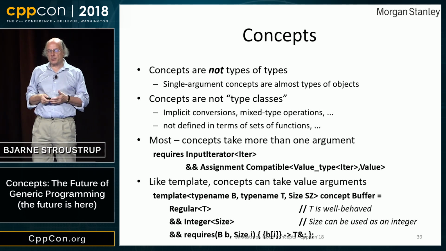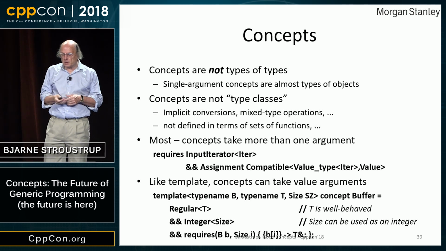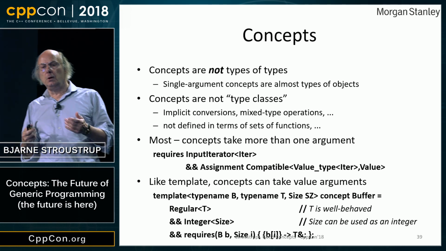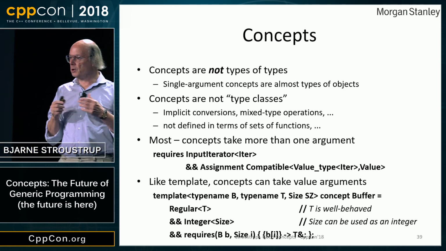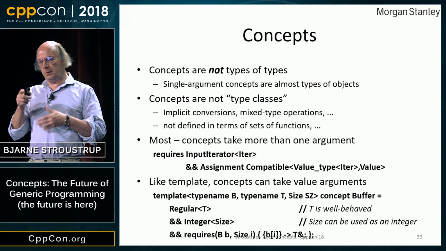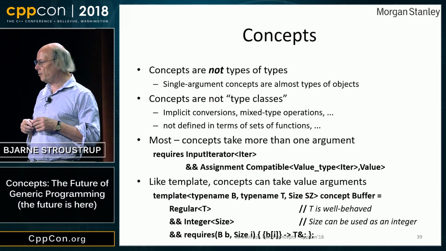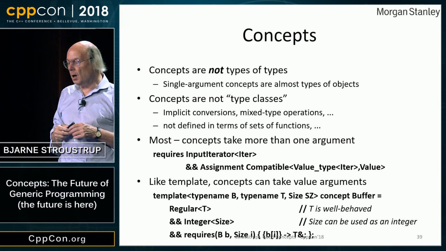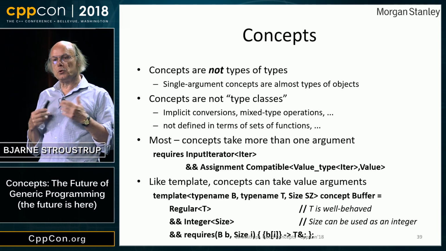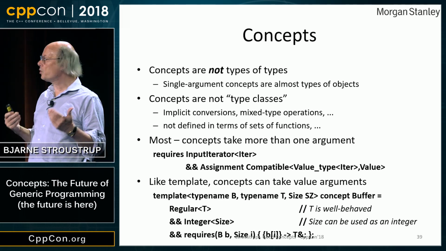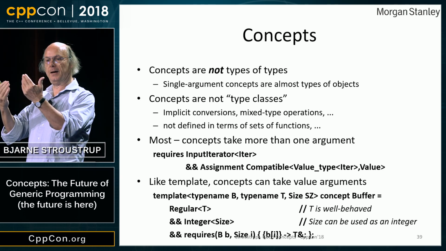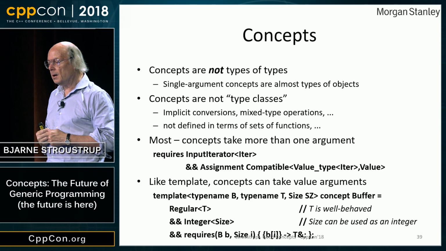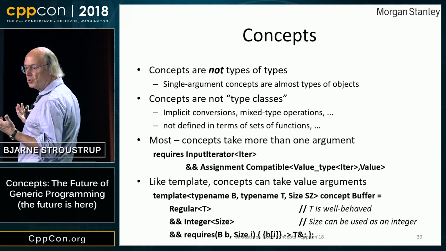The other thing is that, like templates, concepts can take value arguments. It's not that common just now, but since we now have value arguments of different types in C++17, 20, it'll become more common. So some of the concepts take things like a type and a value. This is not type of type kind of stuff.